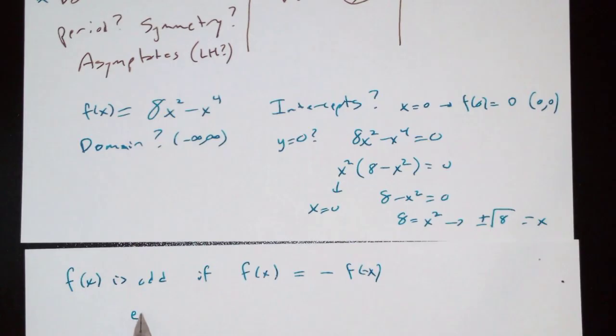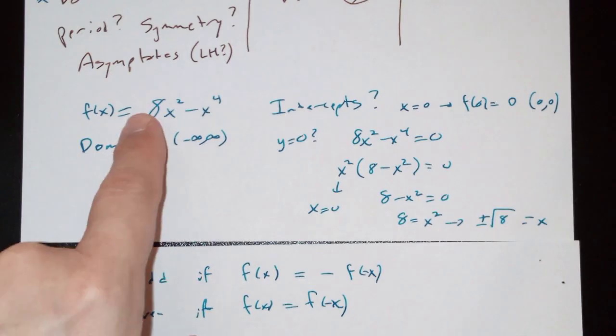And it's even if f of x is the same as f of negative x. So it's the same on the left as it is on the right. Notice that both of these require me to put a minus x in. So let's do that to this function.